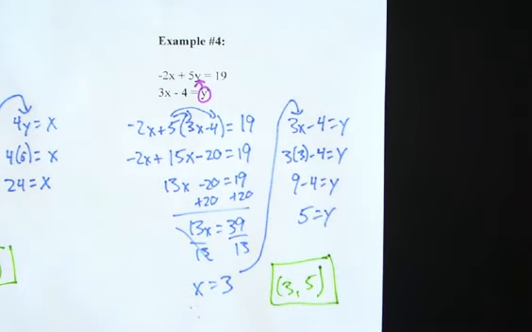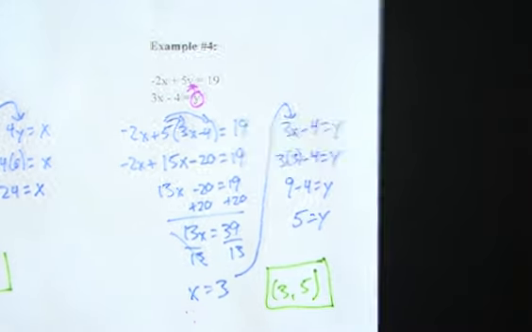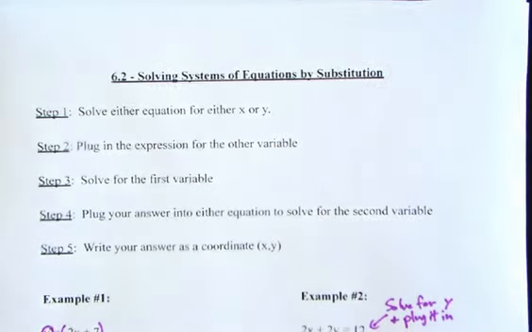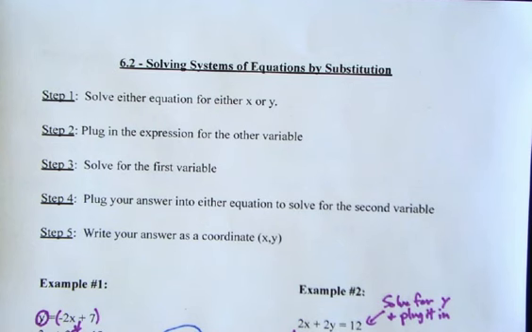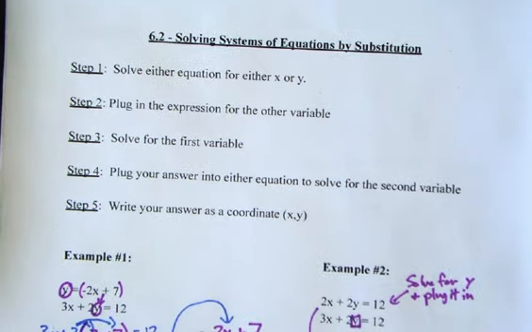So that is solving systems of equations by substitution. Okay, a review of the steps. Step 1, you're going to solve one of the equations for either x or y. You're going to plug that in, whatever the expression is, y equals something or x equals something, in for the other variable. You're going to solve for the first variable, plug your answer into either equation to solve for the second variable, and then write your answer as a coordinate x, y.